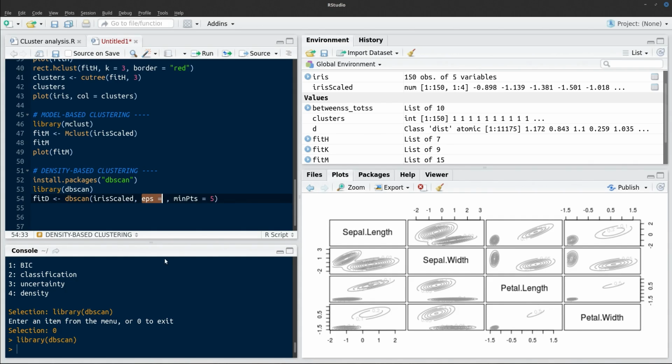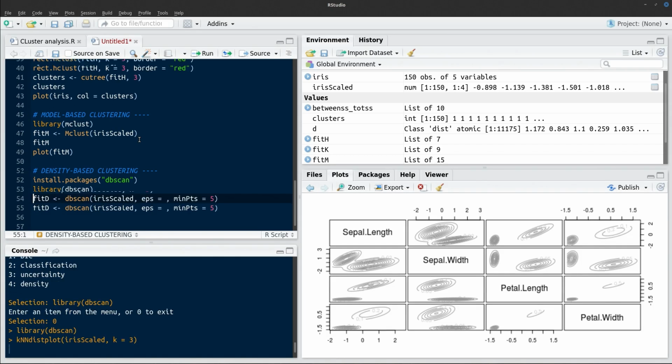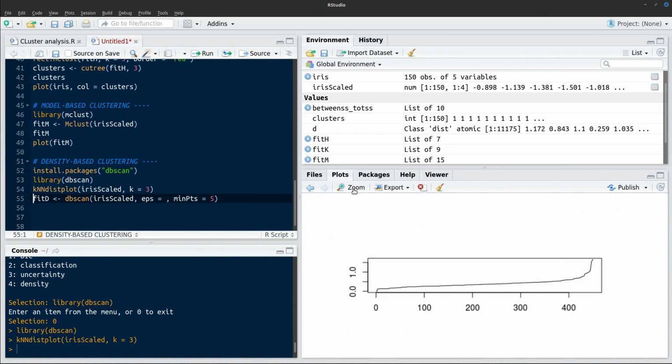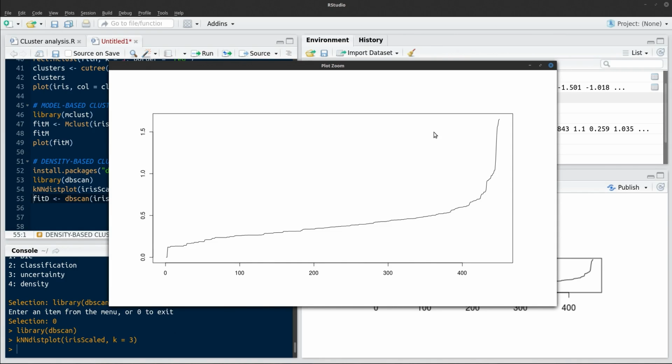To work out a best value for EPS, there is a function that we can use called kNNdistplot, and we're going to supply the iris scale data frame and say that we expect to find 3 different clusters. And so what we get is this strange looking plot, and what we're basically looking for is the elbow at the far right hand side of the plot, and the value that this corresponds to on the y-axis.